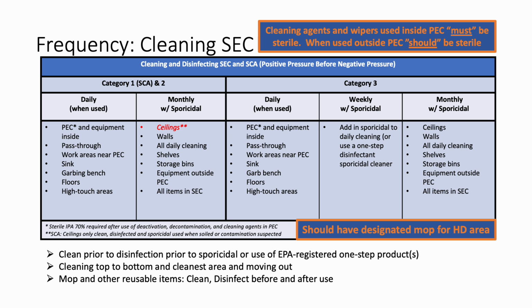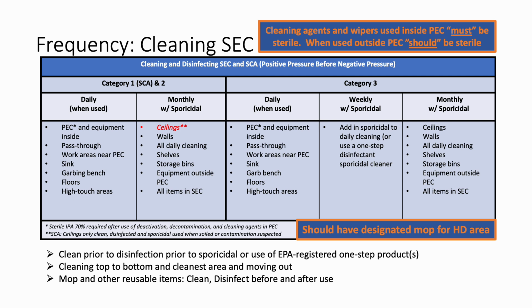So category 1 and 2 for monthly cleaning, we're going to do with a sporicidal, remembering to look at your manufacturer's dwell time for each of these. There will be a disinfectant dwell time, but also a sporicidal disinfectant dwell time. So monthly with the sporicidal for category 1 and 2, we're going to clean our ceilings, then we're going to clean our walls. All daily cleaning will be included in monthly cleaning, including our shelves, storage bins, equipment outside the PEC, and all other items that are inside that SEC, or secondary engineering control, of that room.